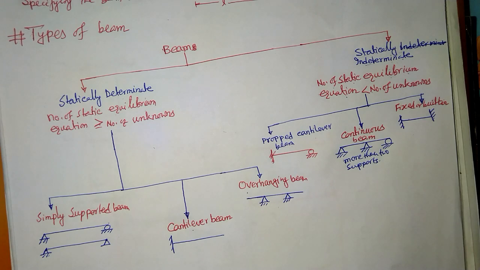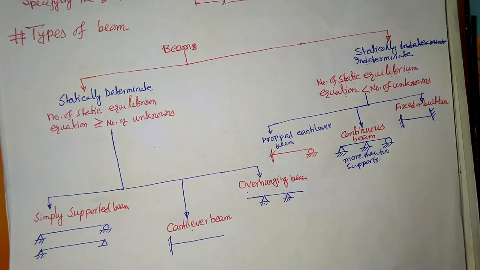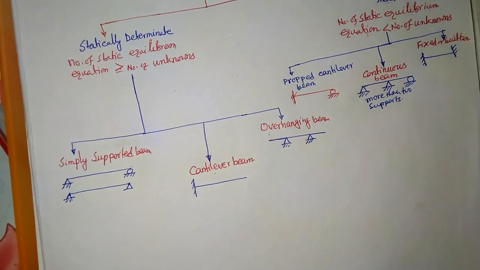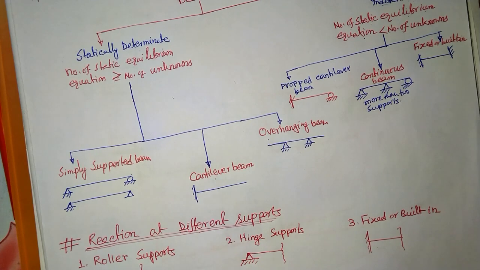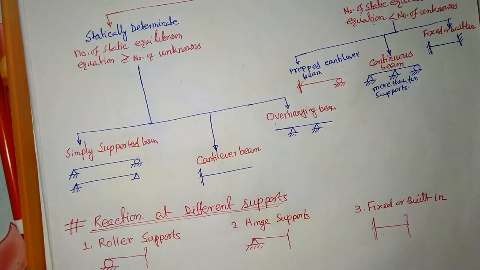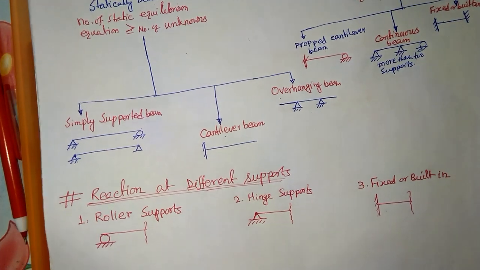So these are the different types of beams. We need to know how the shear force and bending moment act, and what the diagrams will be for different kinds of beams. Okay, so this we have seen. Next, let's discuss the reactions at different supports. We have seen different types of beam, and now we will be knowing about reactions at different supports.